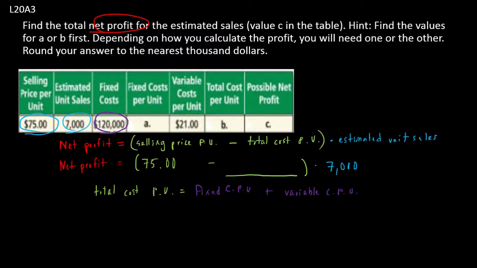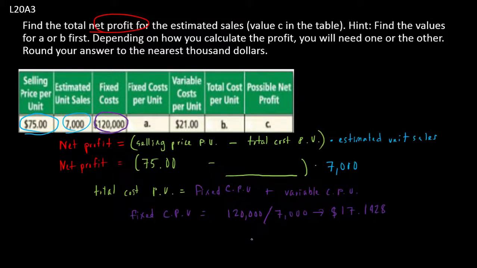So if we know that there are $120,000 worth of cost for all the units and that there are 7,000 units, then to find the fixed cost per unit, all we would have to do is take our $120,000 worth of costs and divide by the total number of units. And this is going to tell us per unit what it costs, which is $17.1428. Again, not rounding until the end of the question.